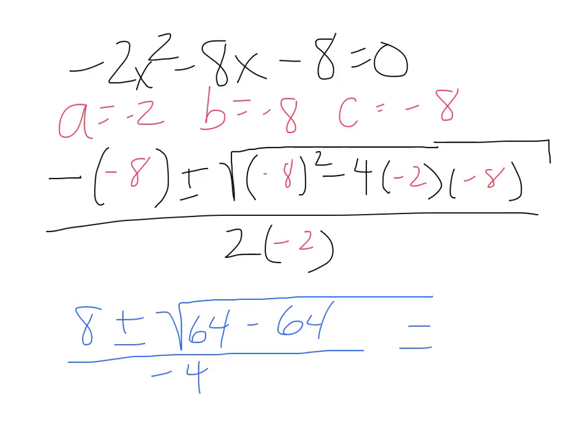So now this one ends up being pretty easy. What's 64 minus 64? 0. So we end up with 8 over negative 4. What's 8 divided by negative 4? Not 2. Negative 2. There's your answer. Okay?